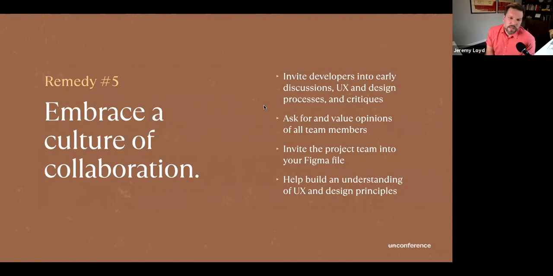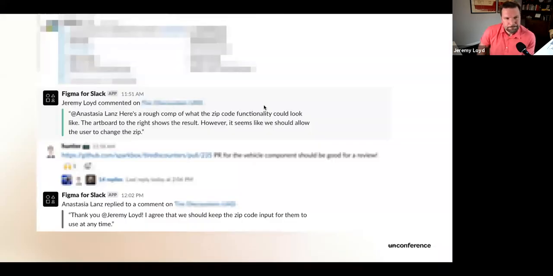And then finally, help build an understanding of UX and design principles. So Julie talked about this a little bit, really building a culture around that, taking opportunities whenever you get a chance, maybe it's a lunch and learn or something, on talking about UX and design. So here's a really simple example of using the Figma integration for Slack, where at Sparkbox we have project channels in Slack, and the whole team's in there, and so we surface comments from Figma in there. So everybody has the chance to see what's going on, what's being talked about. We're using Figma's collaborative features and commenting features to be able to chat about things specific to a project.